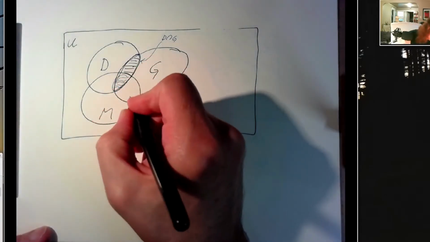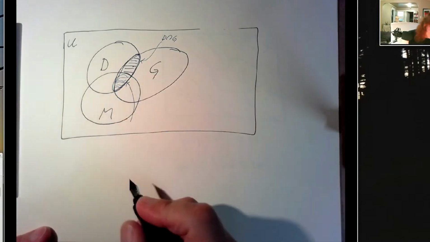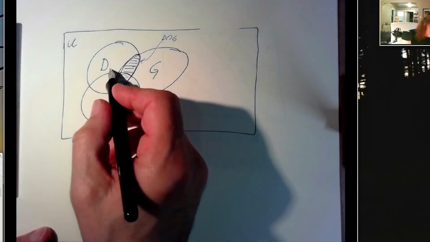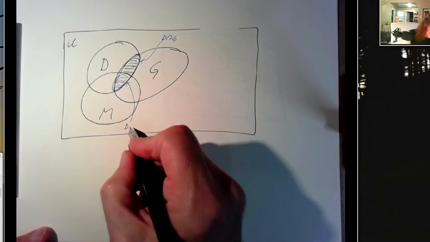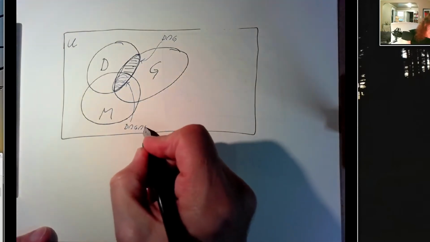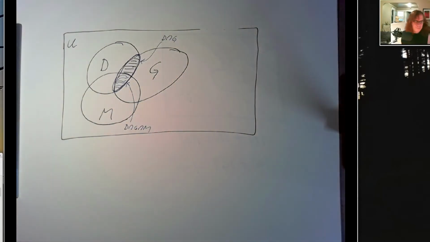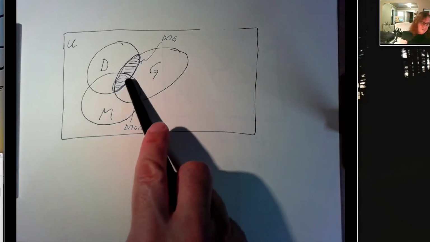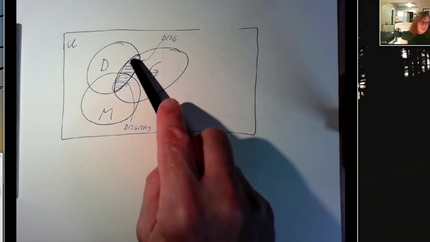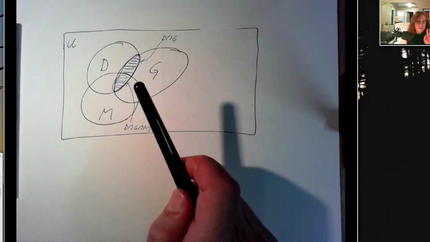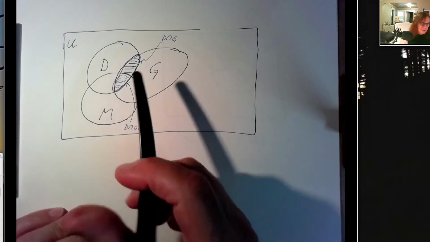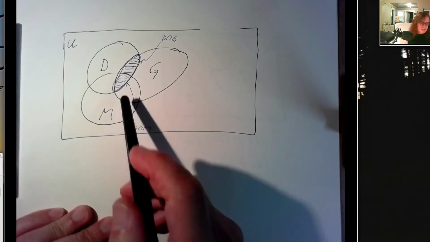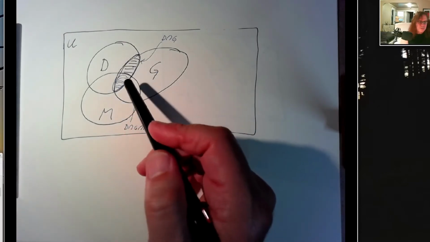And this little piece right here, what's that? That's the intersection of D, G, and M. That's D intersect G intersect M. And so this whole ellipse piece here, D intersect G, is composed of two pieces. This lower piece, which is D intersect G intersect M, and this upper piece, which is what we're really interested in.